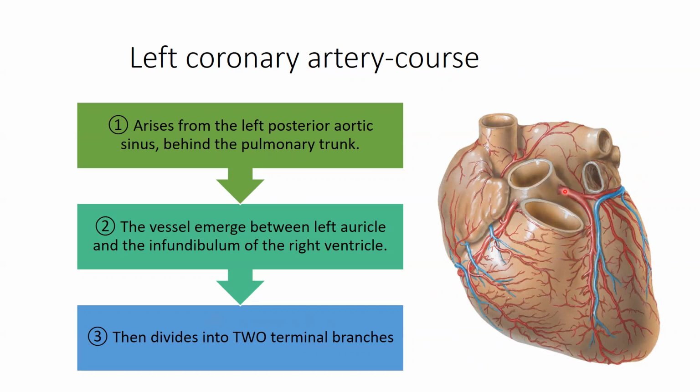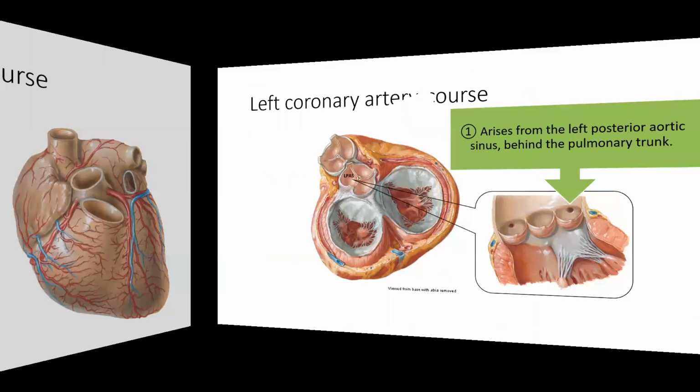And then after that, the vessel emerges between the left auricle, this is the left auricle of the left atrium, and the infundibulum of the right ventricle. And it's divided into two terminal branches. Two terminal branches of the left coronary artery.